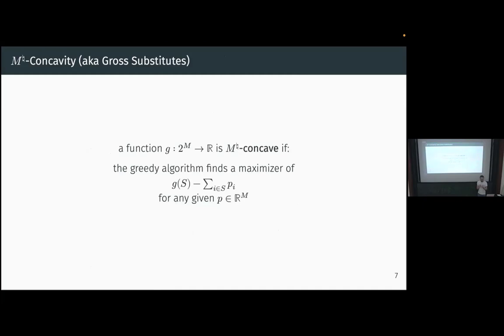So an M-natural concave function has the following property. Let's say I have prices for all of the machines. So each machine, or each element of our ground set M, now has a price. Each element has a price.